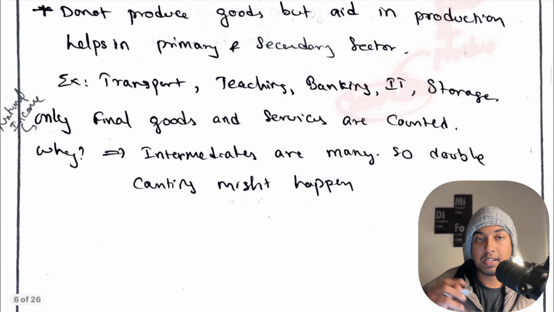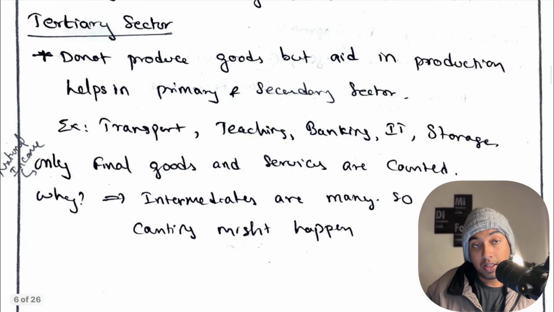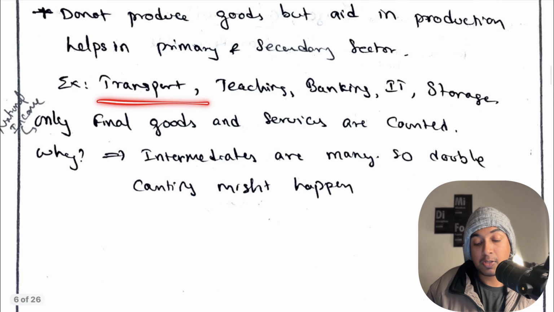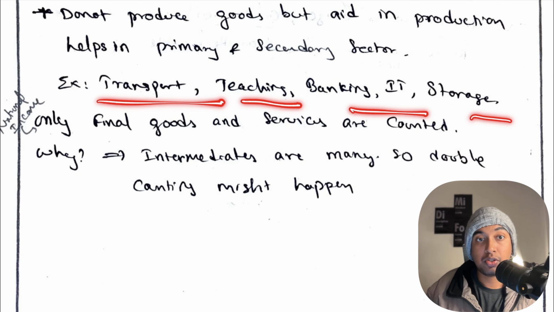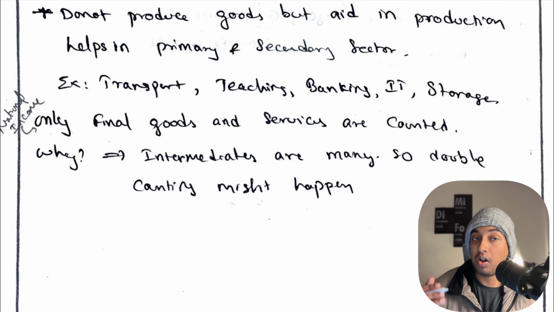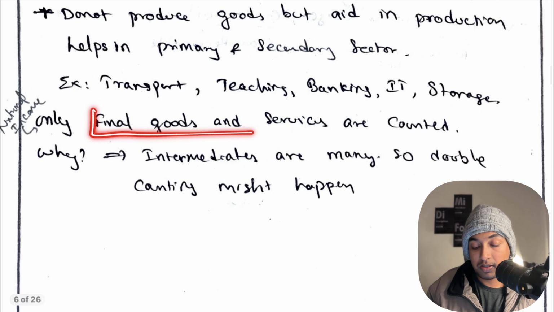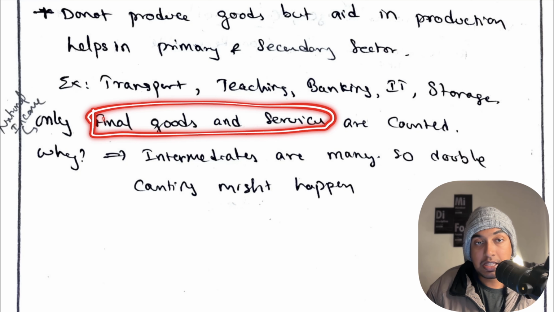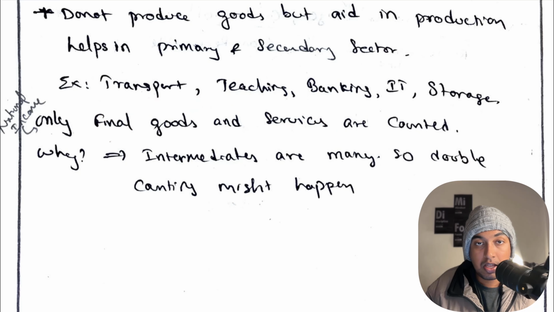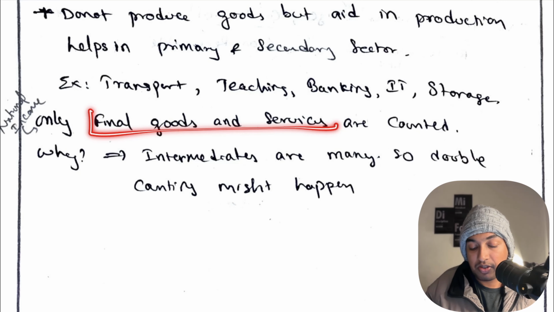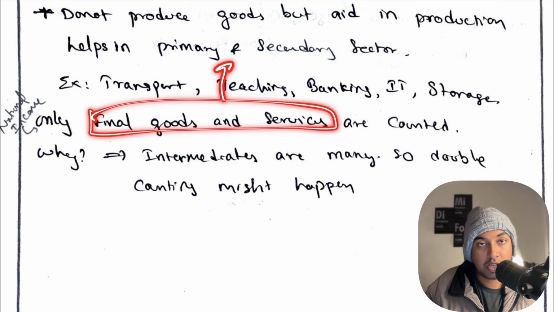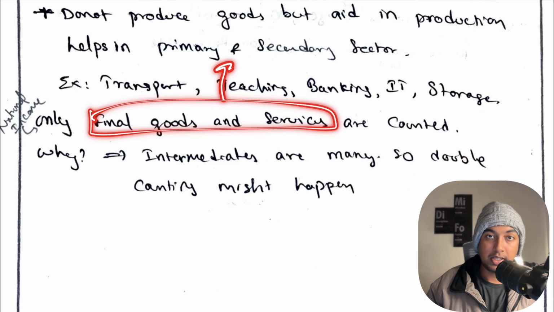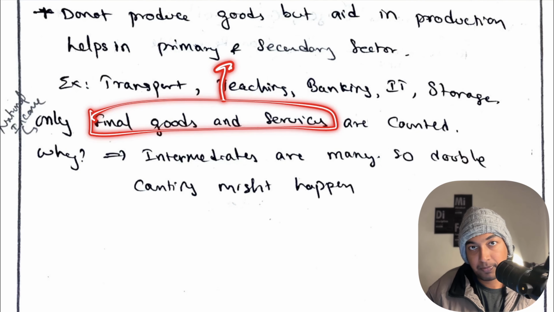These are all things in the tertiary sector. Let's see what they are. Transport, teaching, banking, IT, storage. Final goods and services are counted. Whatever the final goods and services, you observe it like this: every final good and service needs the tertiary sector. Without the tertiary sector, final goods and services cannot be provided.